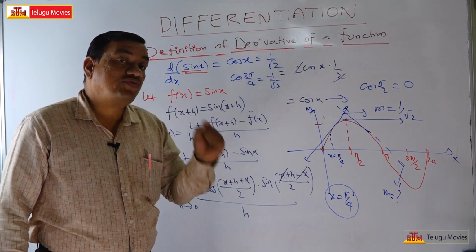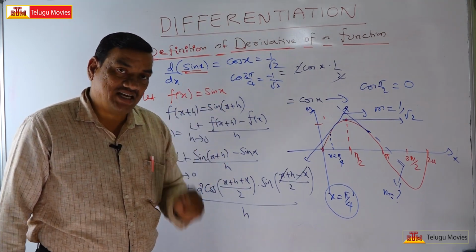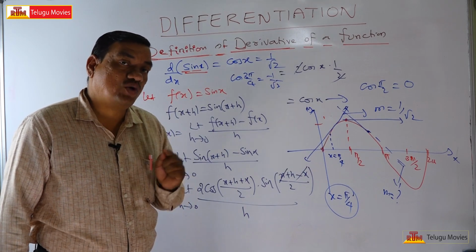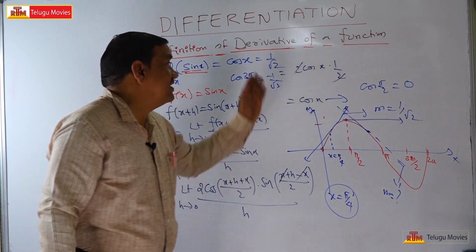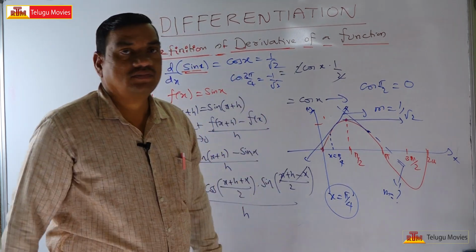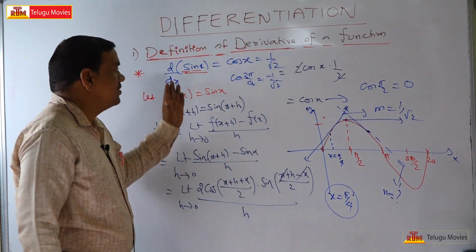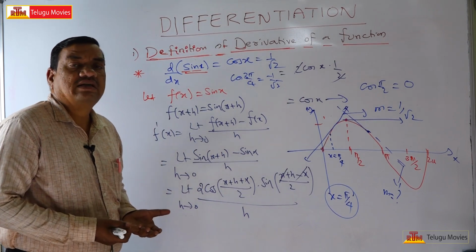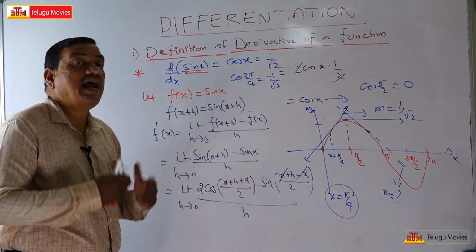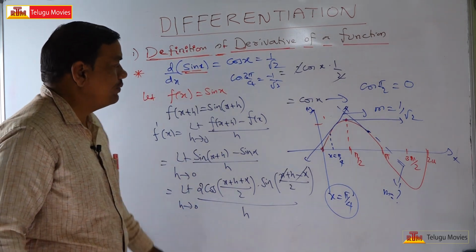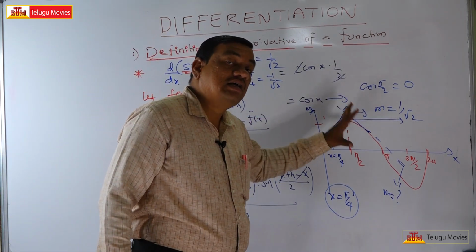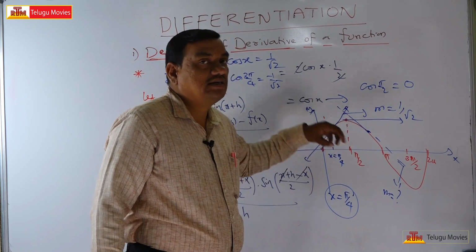For any point, if you draw the tangent, for example at x equal to a, the slope of the tangent is cos a. Understand? Finding the derivative means finding the slope of the tangent at that point. I hope you understand this derivative part and the concept behind it.